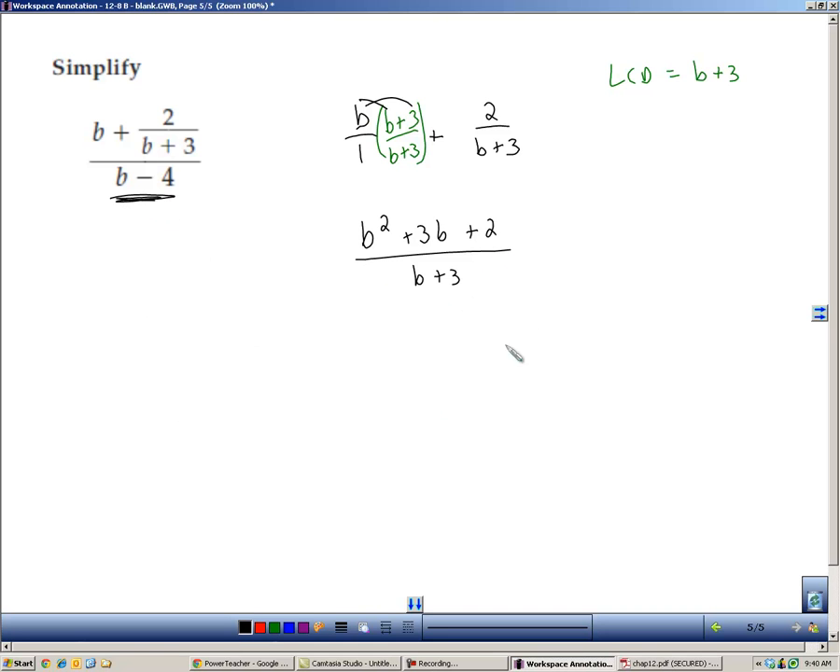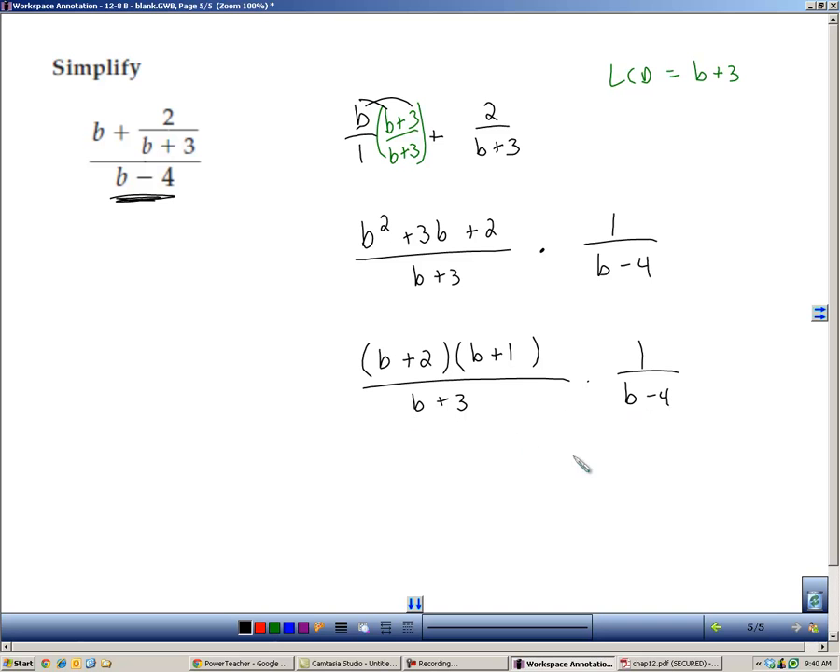Here we have b minus 4 that we're dividing by, so we multiply by the reciprocal, 1 over b minus 4. So using the diamond now, 2 factors of 2 that add to be 3 are b plus 2 and b plus 1. And multiply that by 1 over b minus 4.